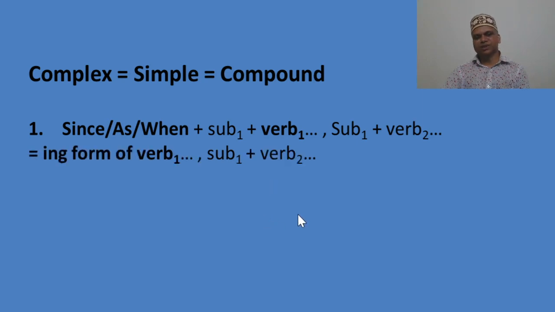Now we have to transform it into simple. Look at the structure. We have to use the ing form of verb 1. That is, we have to use the ing form of the verb of the dependent clause, and the rest of the sentence will be the same. And you know, the independent clause will always be unchanged.